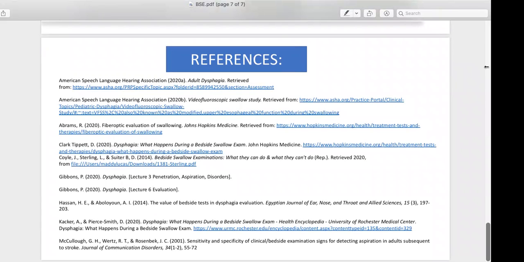And that will conclude what we found for explaining to caregivers about a bedside swallow examination.